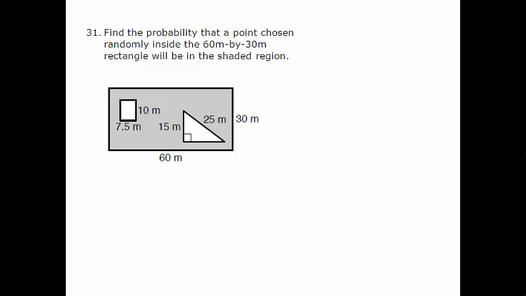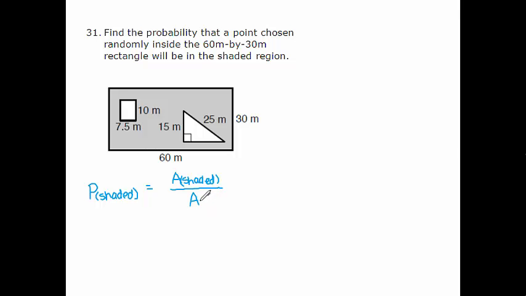For 31, we're asked to find the probability that a point chosen randomly inside this 60 by 30 rectangle will fall in the shaded region. To find the probability that it lands in the shaded region, we're going to have to look at the area of the shaded region compared to the total area of the rectangle.